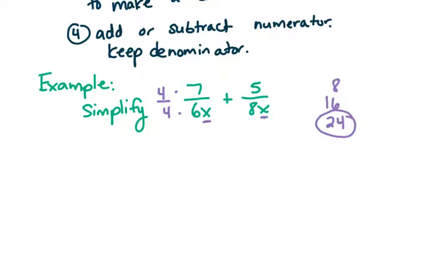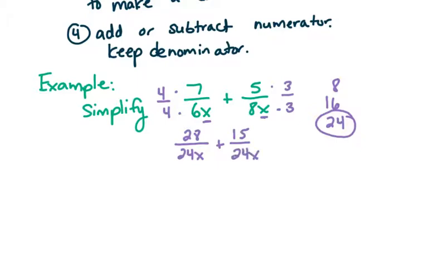And then I'm going to do the same thing to my other fraction, except I'm not going to multiply by 4. I'm going to multiply by whatever is going to give me 24. And so 8 times 3 is 24. So I'm going to multiply this one by 3 over 3. So from here, 4 times 7, we get 28 over 24x plus 5 times 3 is 15 over 24x.